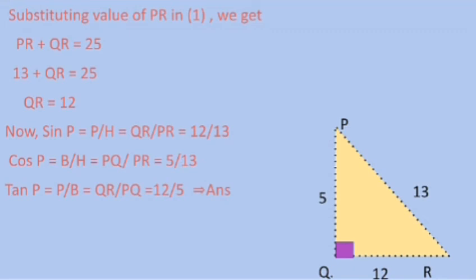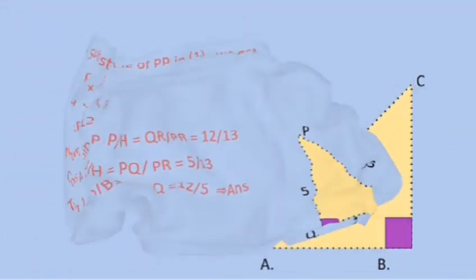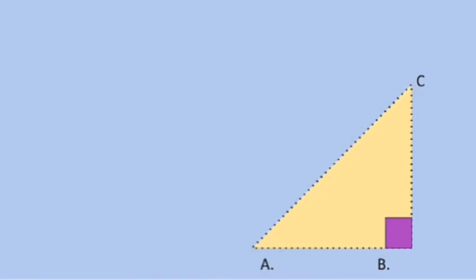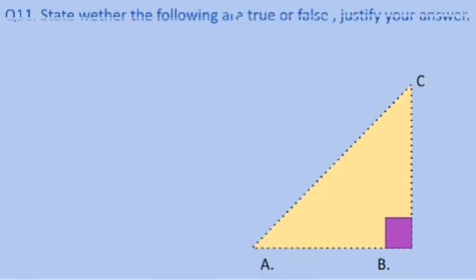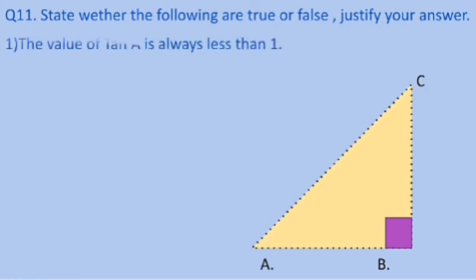Now class, moving to the last question of the chapter, that is question 11, and it is the true false statement question. According to question 11, state whether the following are true or false, and justify your answer. We have 5 small questions, and we need to answer whether each is true or false. The first question is, the value of tan A is always less than 1. Is it true class? Let us find out.